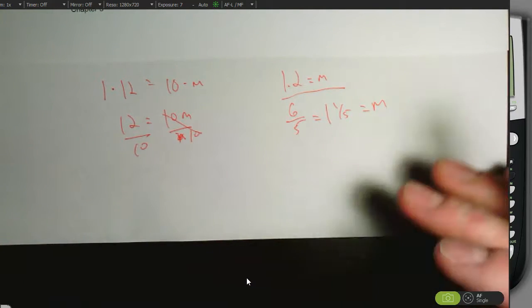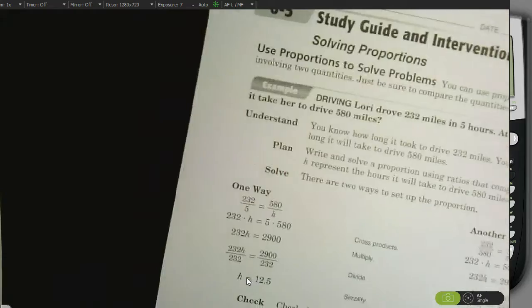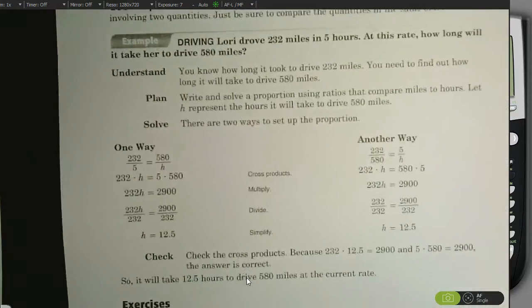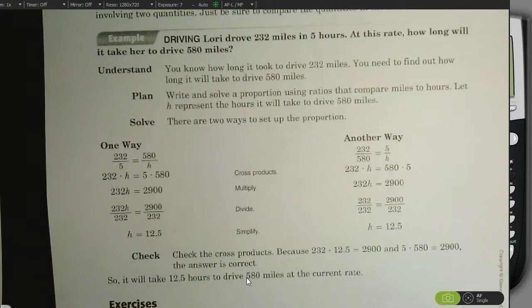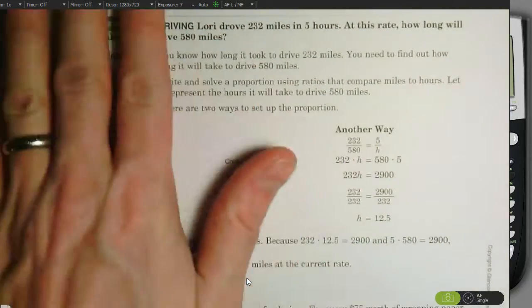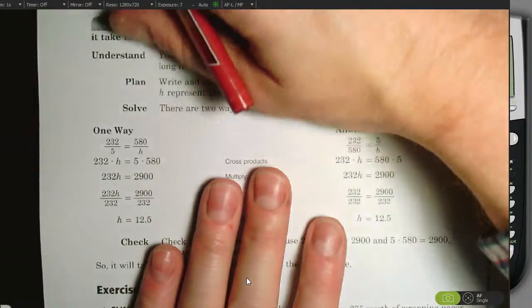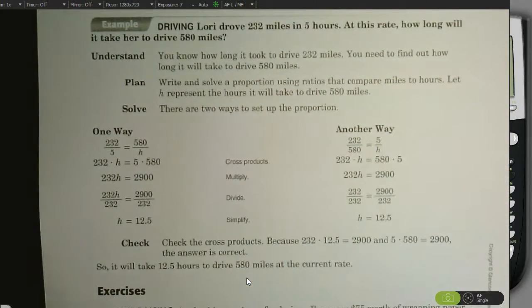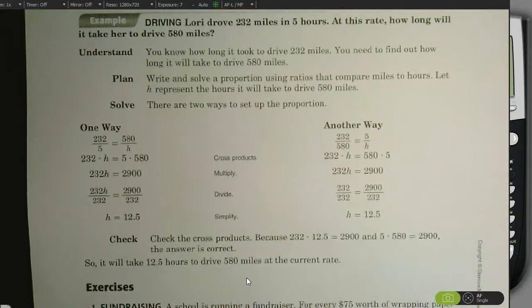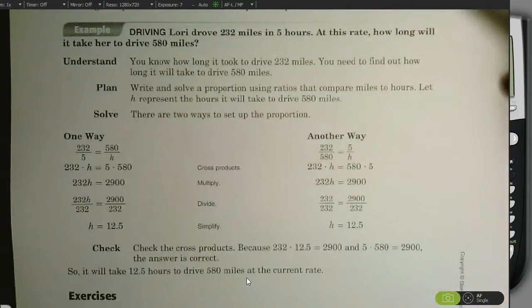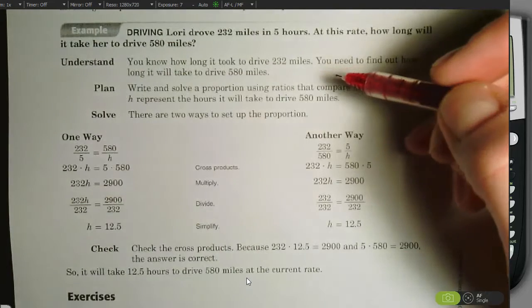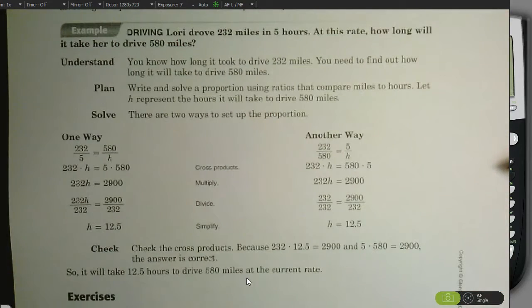The other thing the book does is proportion problems that are word problems, which we're going to need quite a few of throughout the class. So I'll look at one through the homework. The key to solving a word problem with proportions is just setting up the proper proportion. So here's our problem with Lori. Lori drove 232 miles in 5 hours. At this rate, how long will it take her to drive 580 miles?